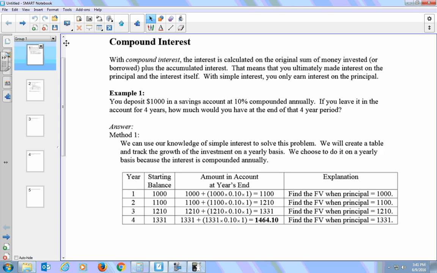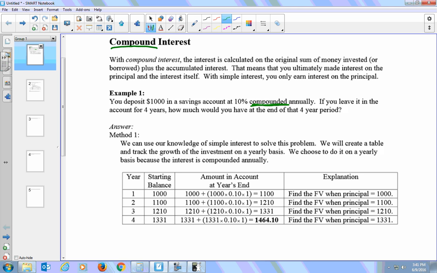So let's just look at an example, which will probably be the best way to show you. Let's say you deposit $1,000 in a savings account at 10% compounded annually. In general, if you see the word compounded, it's a pretty good indicator that we're going to be dealing with compound interest. If you leave it in the account for 4 years, how much would you have at the end of that 4-year period?